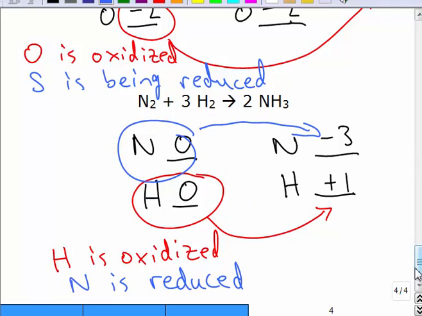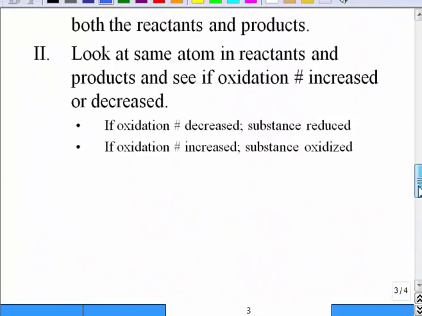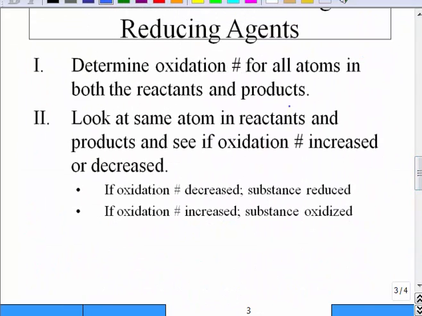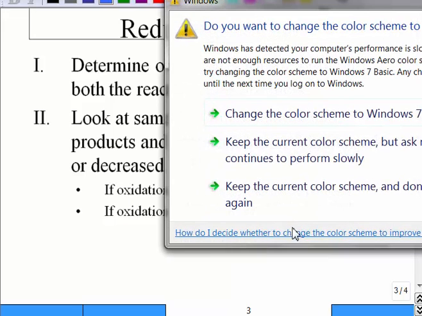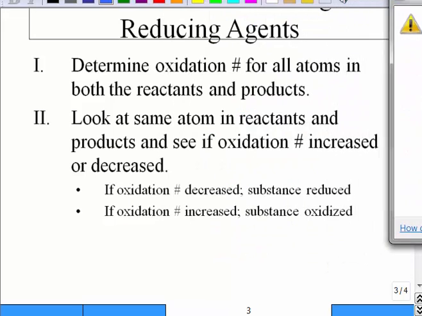So in determining what is being oxidized and what is being reduced, we are going to look at the oxidation numbers for all of the individual atoms in both the reactants and the products. And if the oxidation number decreases, that means that that substance, that element is being reduced. If the oxidation number increases, that substance is being oxidized.